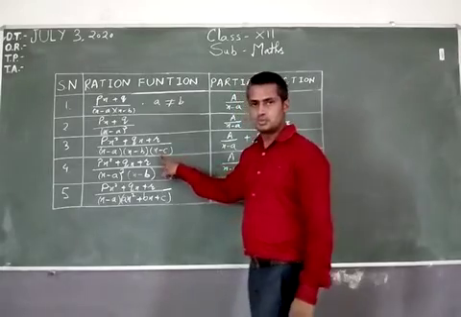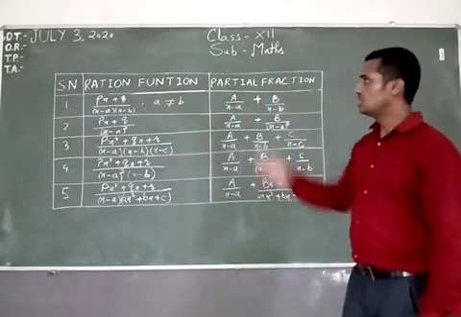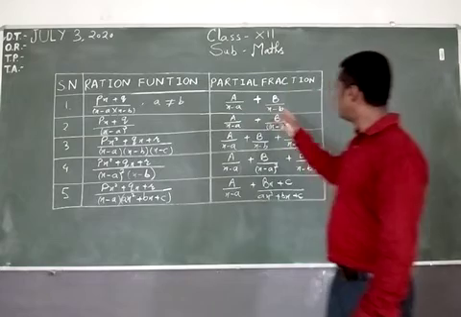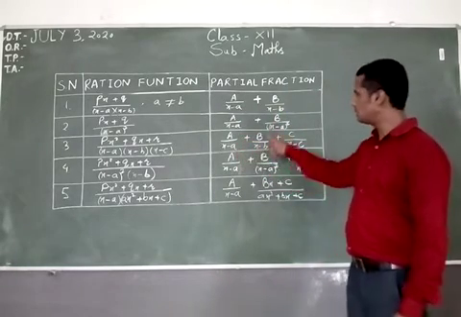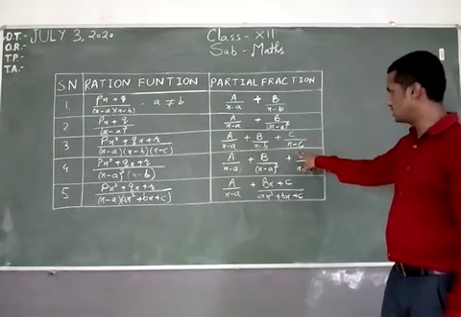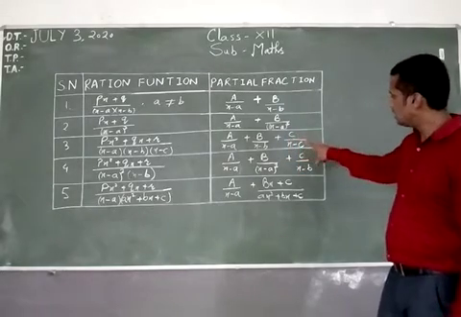Next function we have (px square + qx + r) upon (x - a)(x - b)(x - c). We can change the rational function into partial fraction form as A upon (x - a) plus B upon (x - b) plus C upon (x - c). This is capital and this is small.